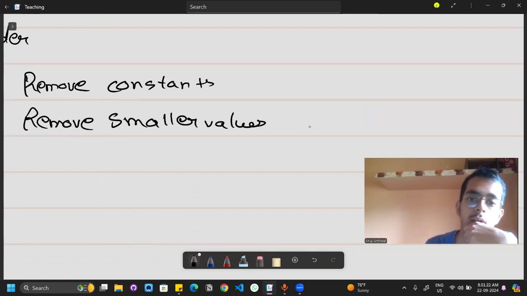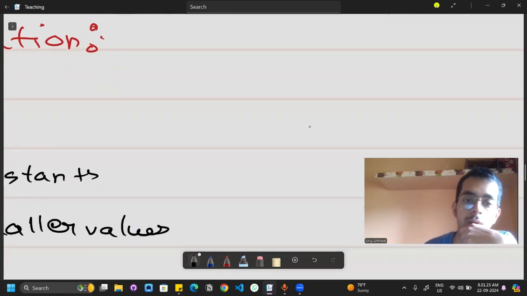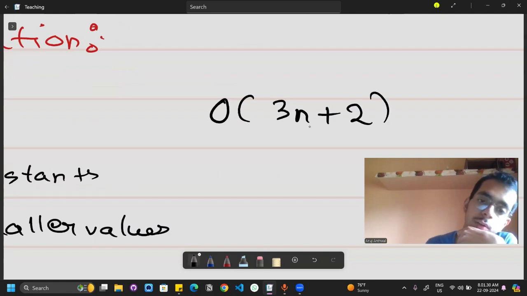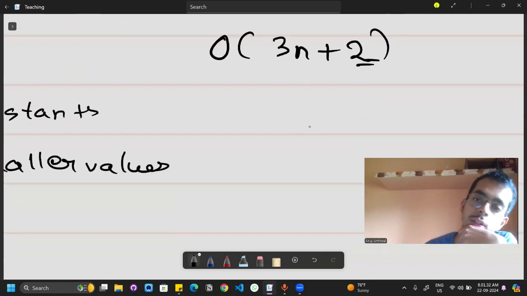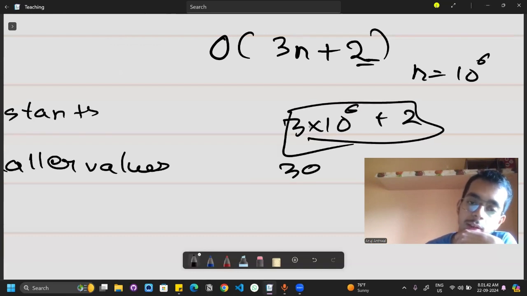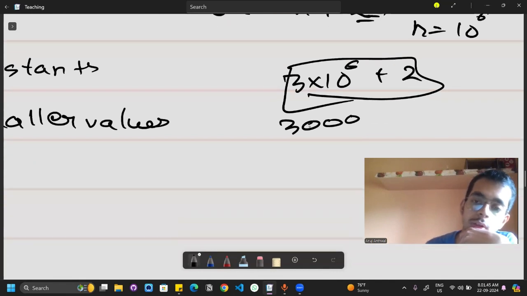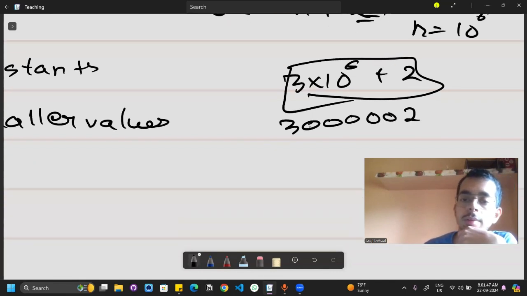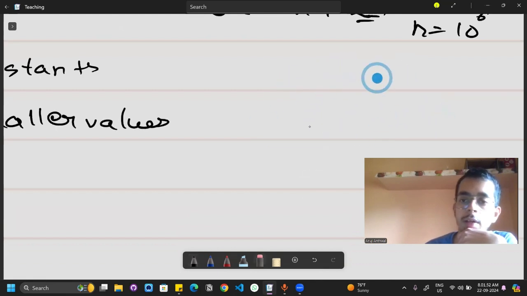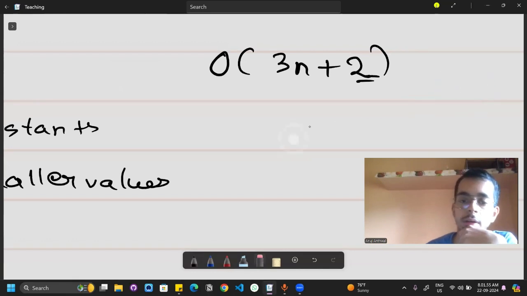Let's say you took, what is the order of 3n plus 2? You are going to see this is the constant, but at a larger value of n, let's say n is equal to 10 to the power 6, then it's going to be 3 into 10 to the power 6 plus 2. And this number is very large, that is 3000002. So do you think this 2 even matters? No, it doesn't matter. For a common man, it doesn't matter. For a scientist, it might matter. We are going to remove that.